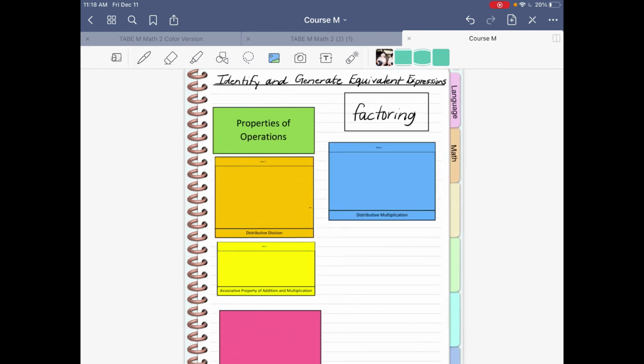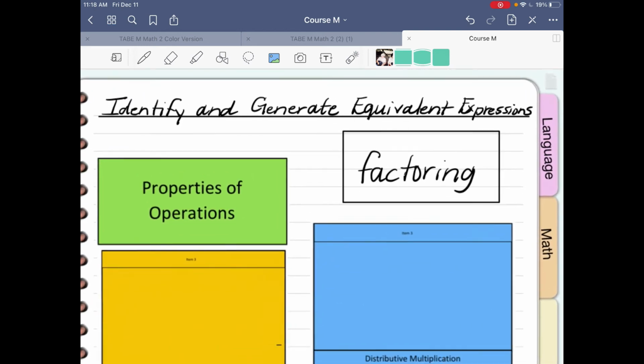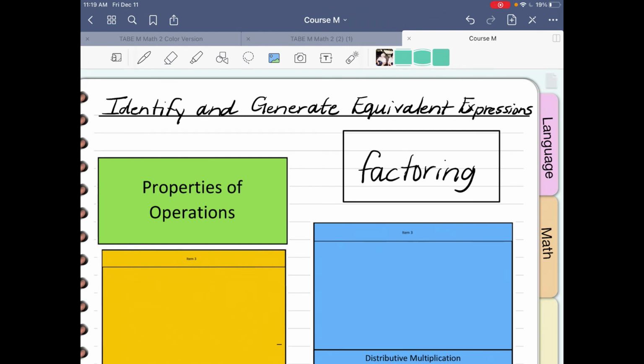I've already put a title down for my next page. This is called Identify and Generate. Generate means to create equivalent expressions. So if you need to pause your video and write your title, that is fine.